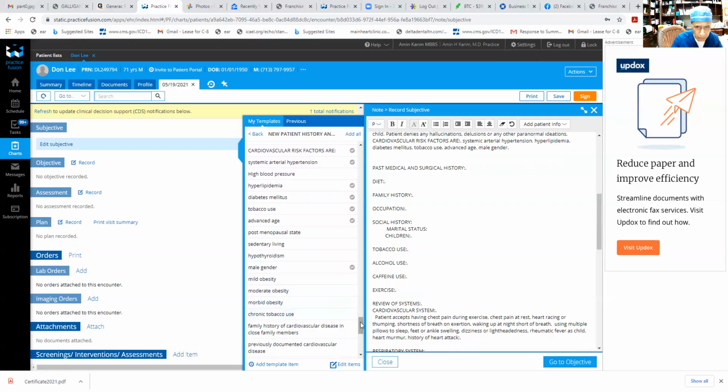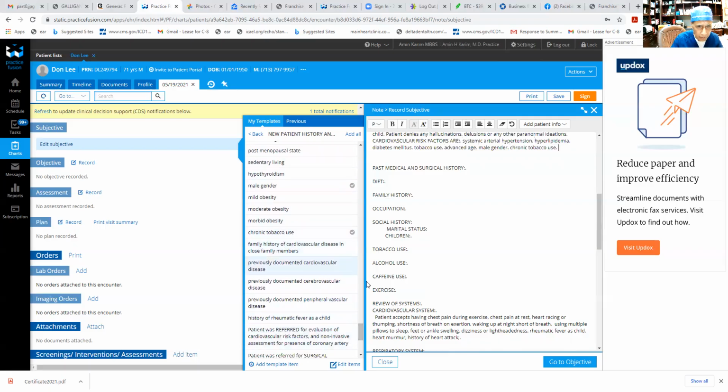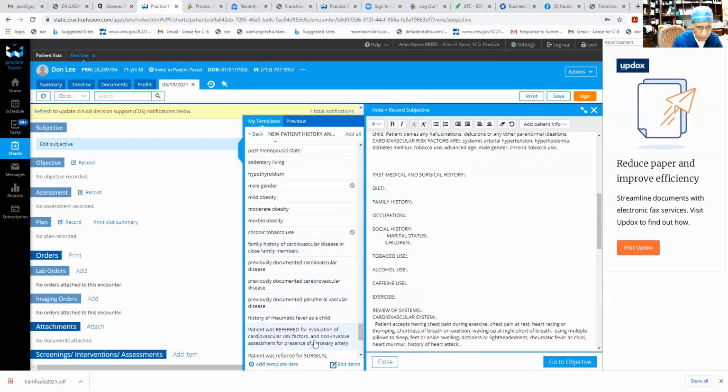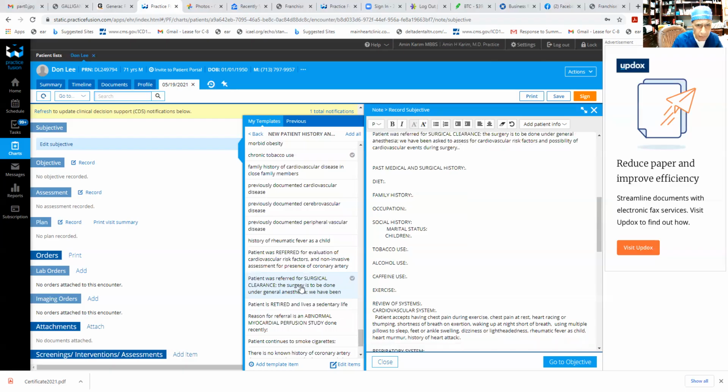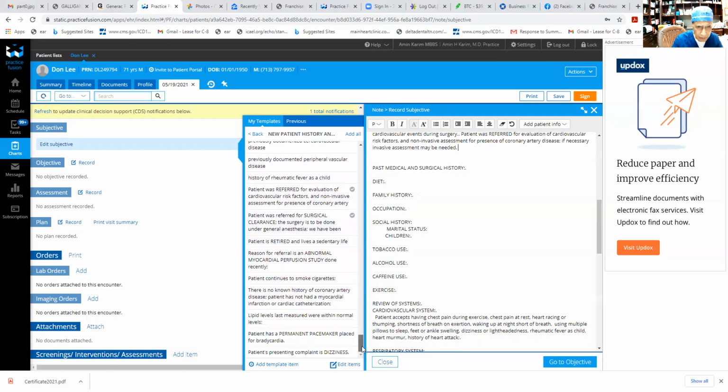It's a polite way of stating that chronic tobacco use. Having done that, then you create another paragraph and you say, why was the patient referred here? Well, he was referred for surgical clearance or he was referred for evaluation of cardiovascular risk factors. That's it. So now you have done that, okay? You have finished the history, and let me show you.